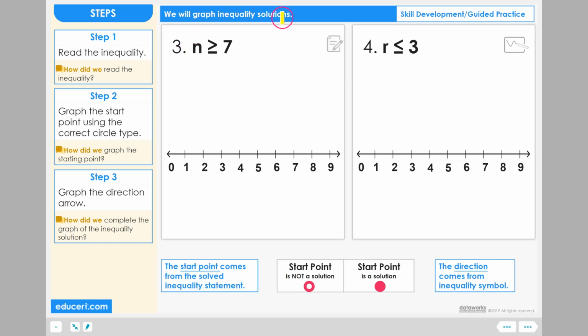Let's graph the solutions for the inequality in number 3. Step 1. Read the inequality. We read the variable by reading the statement, solutions are all values greater than or equal to 7 as our starting point. How did we read the inequality?